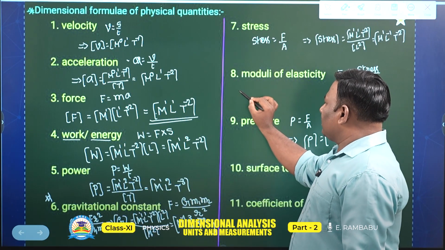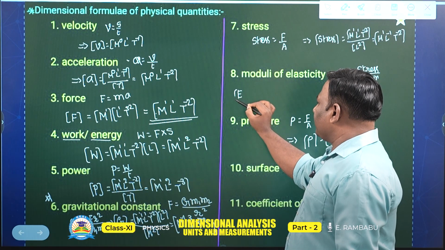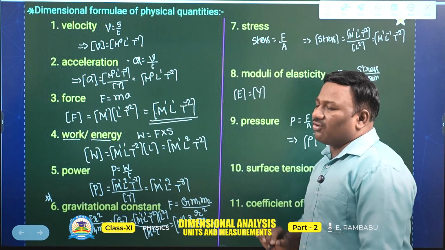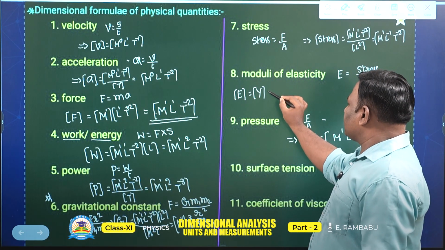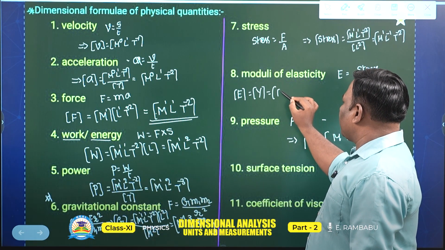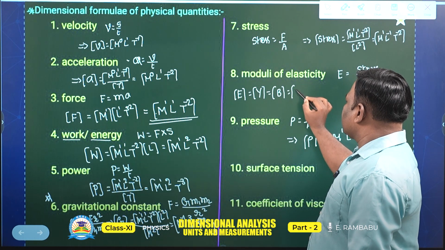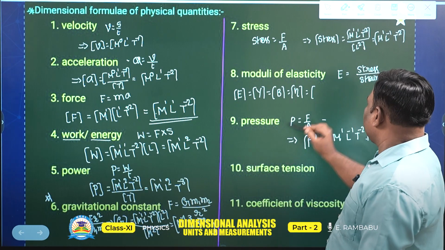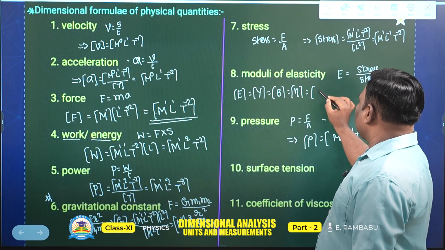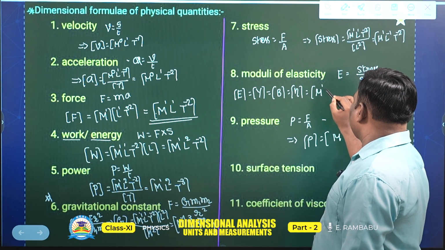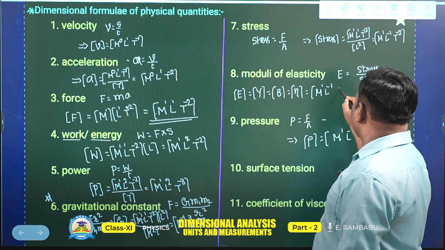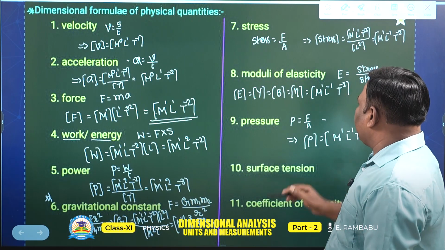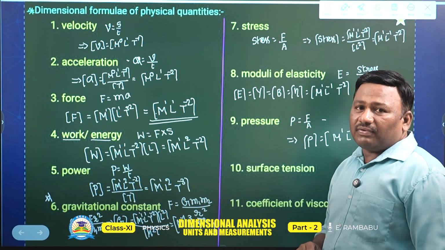Due to that reason, there are different types of elasticity constants. One is Young's modulus, another one is bulk modulus, and another one is rigidity modulus. All these moduli of elasticity have the same dimensional formula as stress, that is M to the power 1 L to the power minus 1 T to the power minus 2. Okay? So these are the dimensional formulas for moduli of elasticity.